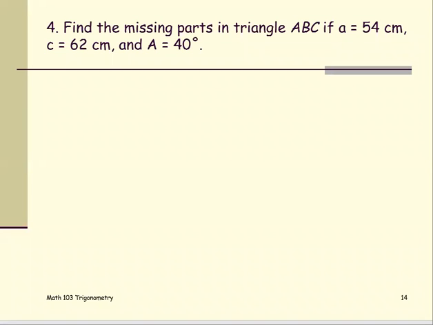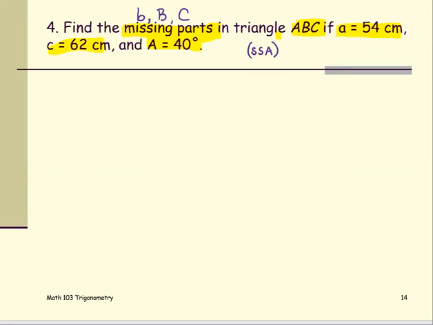In this problem, we are going to find the missing parts in triangle ABC. If side a is 54 centimeters, side c is 62 centimeters, and angle A is 40 degrees, the missing parts are side b, angle B, and angle C. From the given information, we know side a, side c, and angle A, an angle opposite one of the two given sides. This is the SSA case.